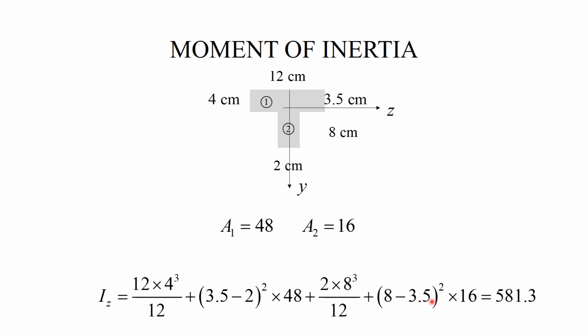8 minus 3.5 is the distance between the z-axis of the web and the z-axis of the entire cross-section, and 16 is, of course, the area of the web, and as a result we get the answer for the moment of inertia measured in centimeters to the fourth.